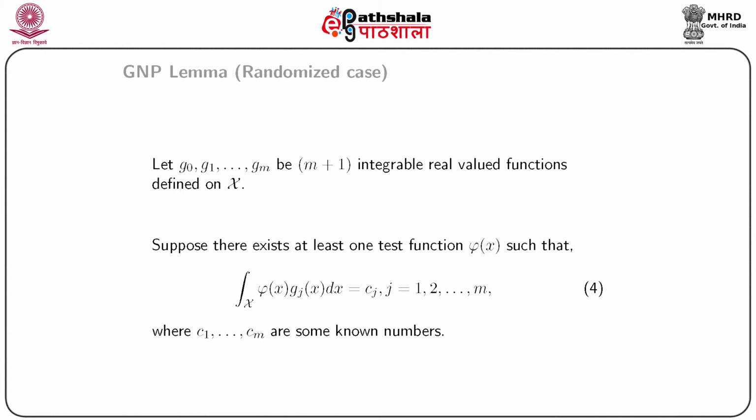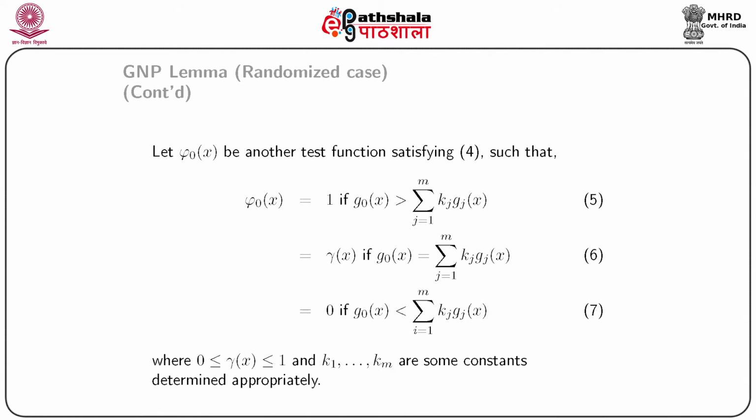Now we state the generalized Neyman-Pearson lemma for the randomized case. Let g₀, g₁ up to g_m be m plus 1 integrable real valued functions defined on 𝒳. Suppose there exists at least one test function ψ(x) such that integral over 𝒳 of ψ(x) gⱼ(x) dx is equal to cⱼ for j equals 1 to m. We write this as equation 4, where c₁, c₂, c_m are some known numbers.